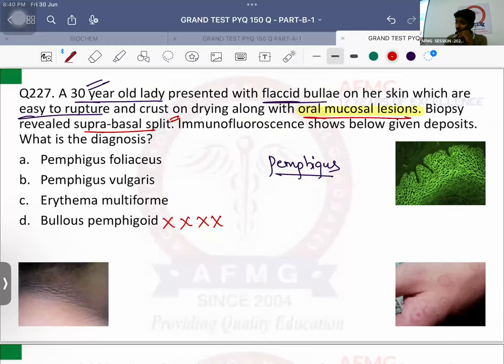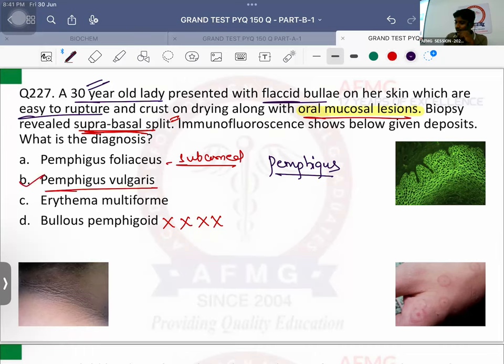Now, two types of pemphigus are given in the options. Pemphigus foliaceus and pemphigus vulgaris. Which one is more common? Definitely vulgaris is more common. Important is how to differentiate. Suprabasal split. How many layers are there in the epidermis? Stratum basale, stratum spinosum, stratum granulosum, stratum lucidum, stratum corneum. Important, yahan pe stratum basale ke upar lesion hai. So it is pemphigus vulgaris. Agar stratum corneum ke niche, subcorneal split bolte hai, then it would have been pemphigus foliaceus. So here it is a case of pemphigus vulgaris.